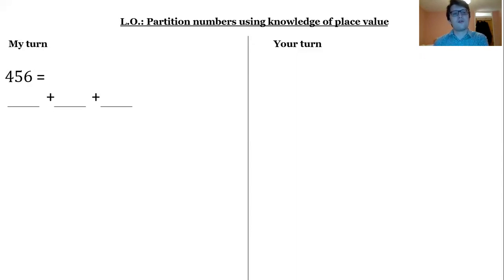So 456, I can split up using my knowledge of place values. I've got my hundreds column, my tens column, and my ones column. I can split that up into 400, 50 and 6, and if I add those three numbers together, I get 456.